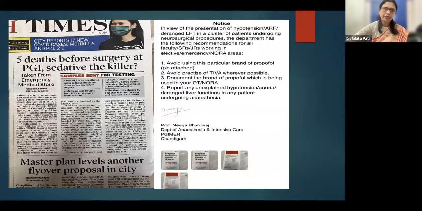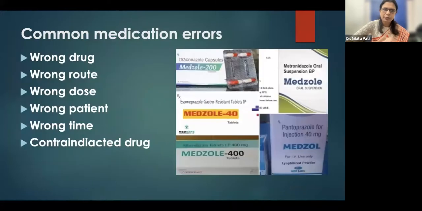Recently, we all have heard about this case where 5 deaths before surgery in PGI occurred because of a suspected drug, propofol. Because it was from a common drugstore, this has come into the picture. Now, so many errors are occurring here every time. So what are the actual drug errors?